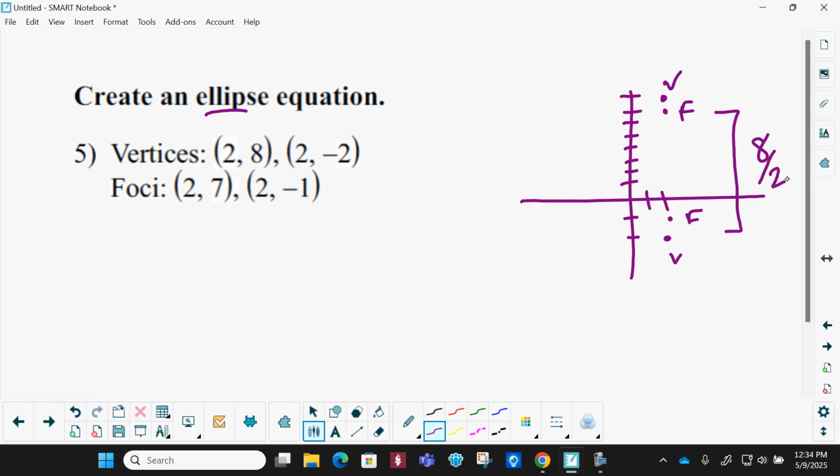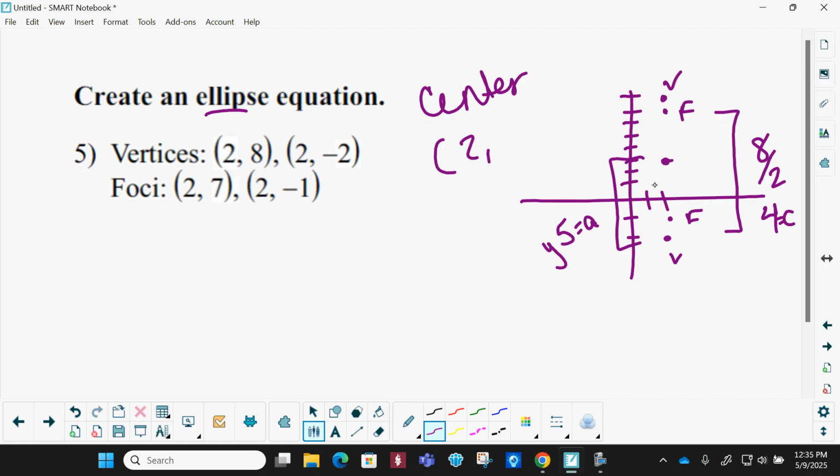We're going to divide that by 2, and we get 4. Okay. So now count 4. 1, 2, 3, 4. This is my C value. Now we got to figure out my vertices from here to the center. You should get 5, and that's my A value. Because we're going up and down, this is Y. While I'm thinking about it, my center is at 2, and it looks like 3.